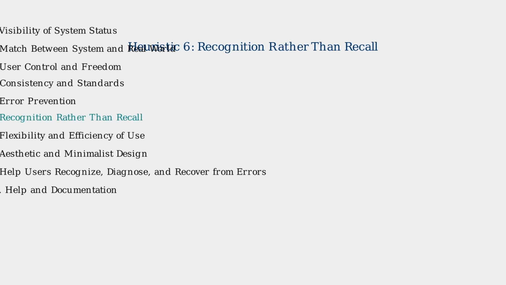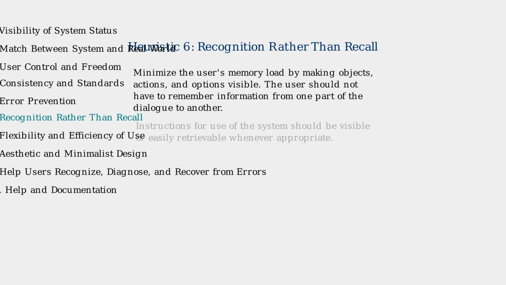Heuristic 6 focuses on recognition rather than recall. This principle minimizes the user's memory load by making objects, actions, and options visible. Instead of requiring users to remember information from one part of the interface to another, everything they need should be readily available. Instructions for using the system should be visible or easily retrievable whenever appropriate.